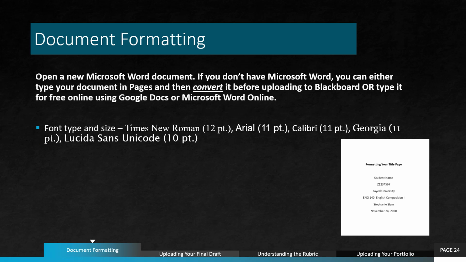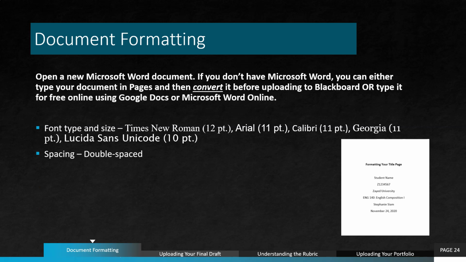First, the font type and size. This is what the text will look like. You can choose from any of the following font types, and the size depends on which font type you choose. So you can see if you choose Times New Roman, you'll be using 12-point font. Arial, Calibri, and Georgia use 11-point, and then Lucida Sans Unicode uses 10-point.